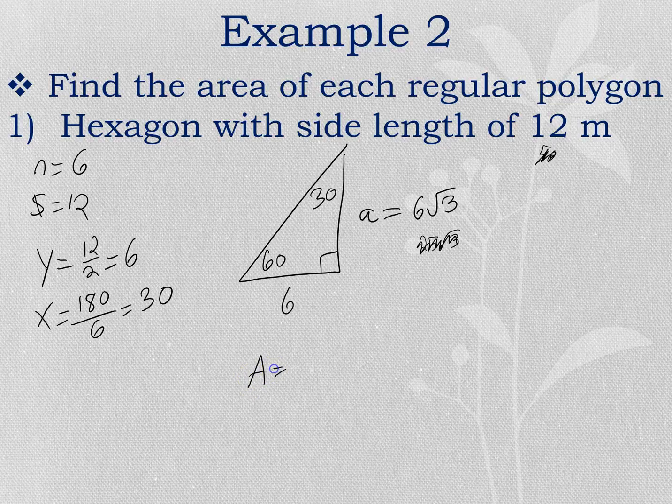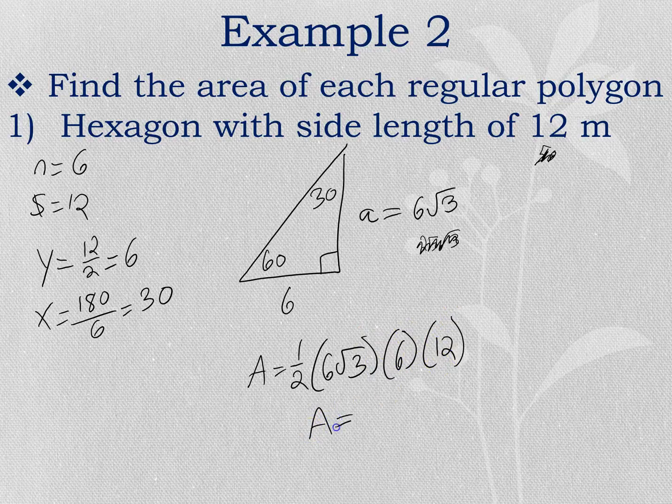So your area is 1/2 the apothem times the number of sides times the side length. Now, the radical 3 I don't want you to leave as a decimal, so make sure you ignore it. Do half of 6 times 12. You're going to get 216 square root of 3 meters squared. Again, just the nice thing to deal with when it's a hexagon.